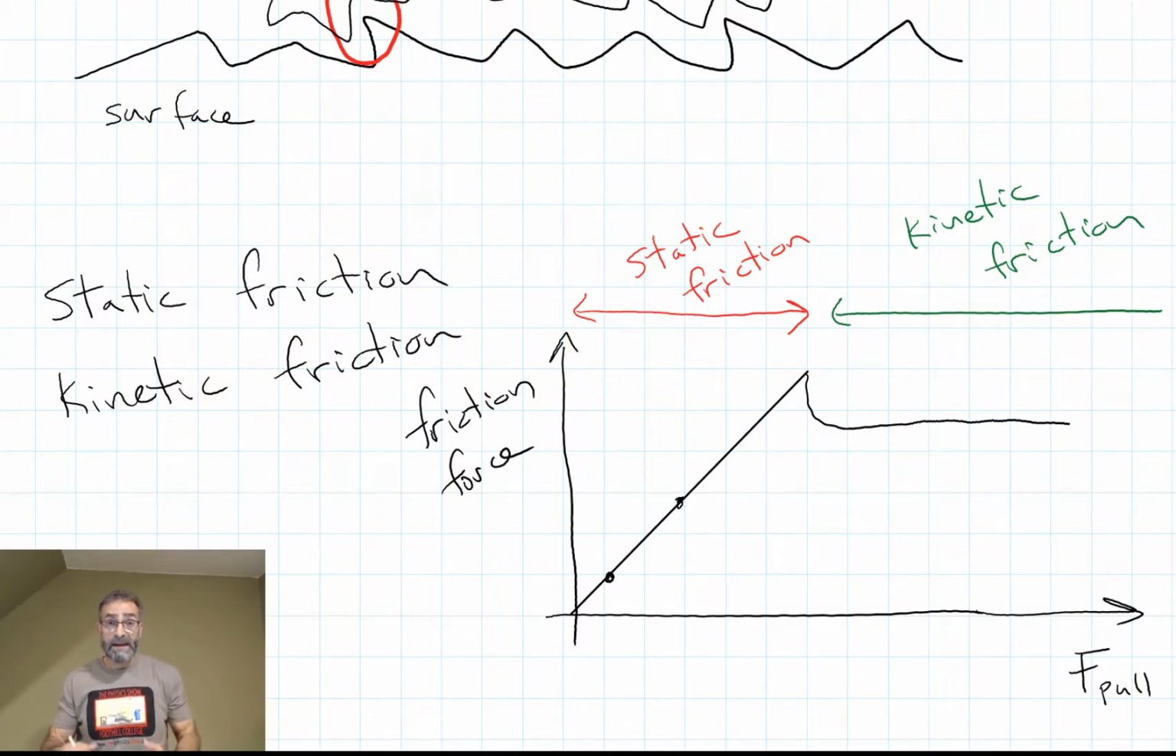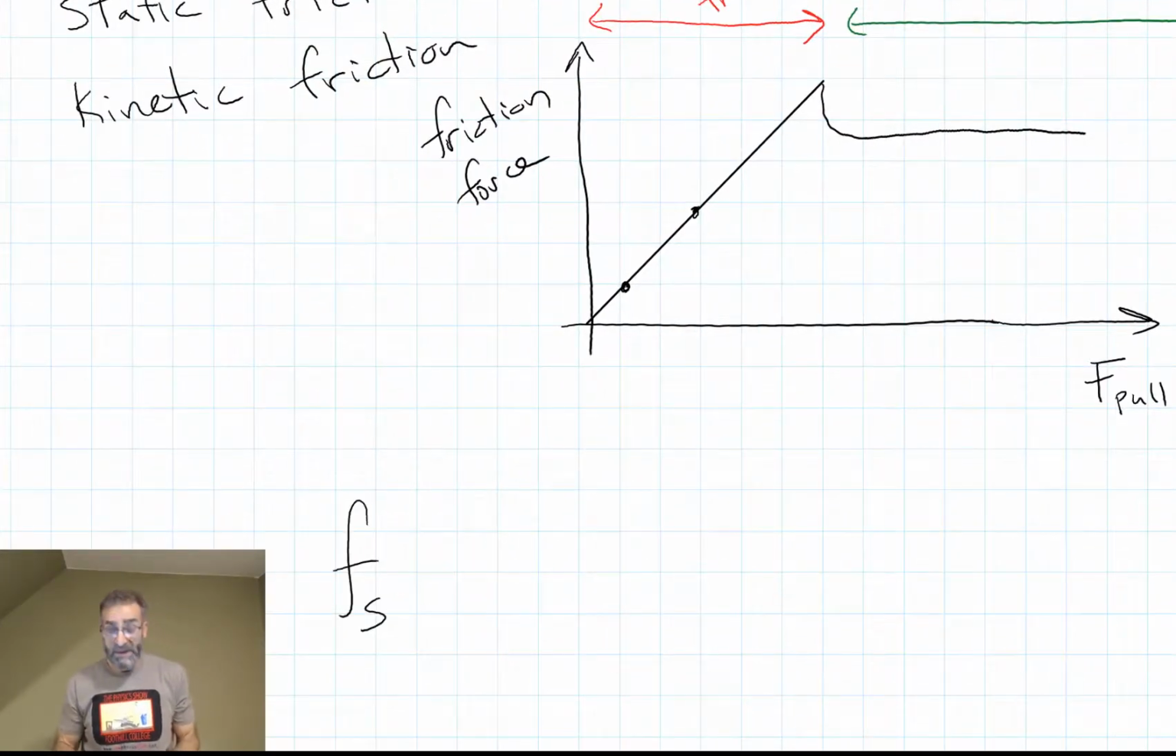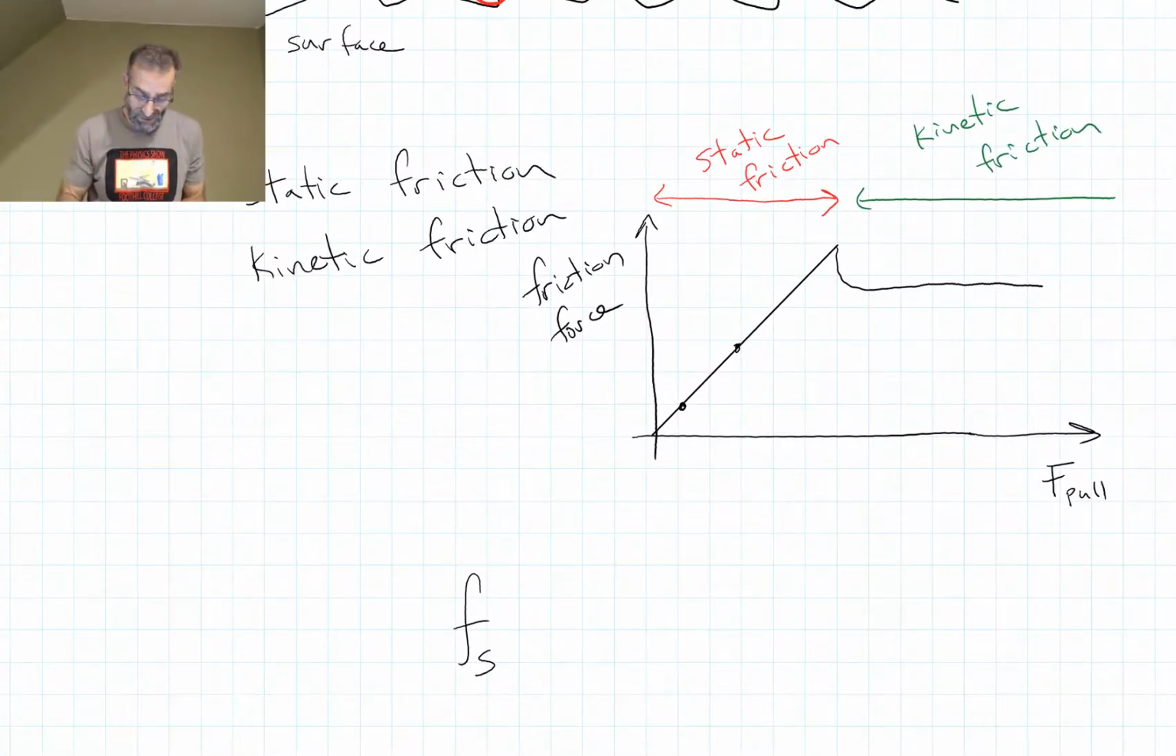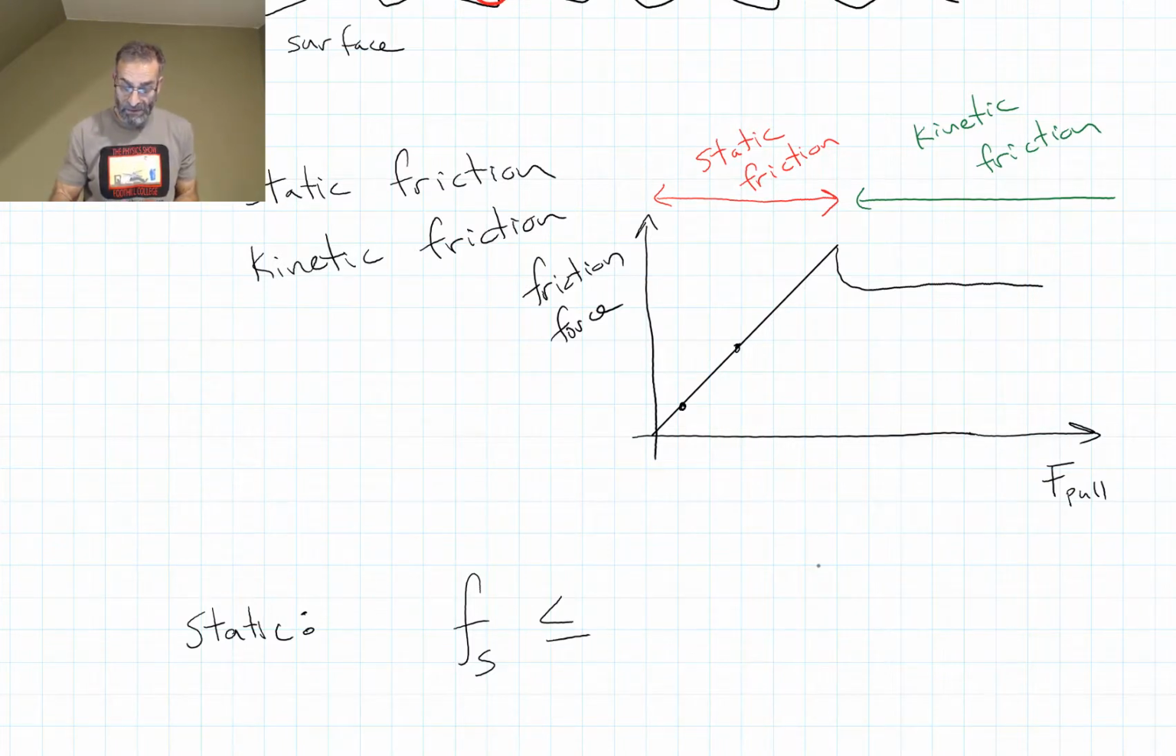So static friction, we don't know what the friction force is right away because it could be anything, right? It reacts, kind of like a normal force. There's not a formula for normal force. You have to look and see how much weight am I putting down and do a calculation and see how much the normal force is pushing back up. Same here, but we can calculate the maximum static friction force. So I use a subscript S for static friction, and this is always going to be less than or equal to its maximum value.